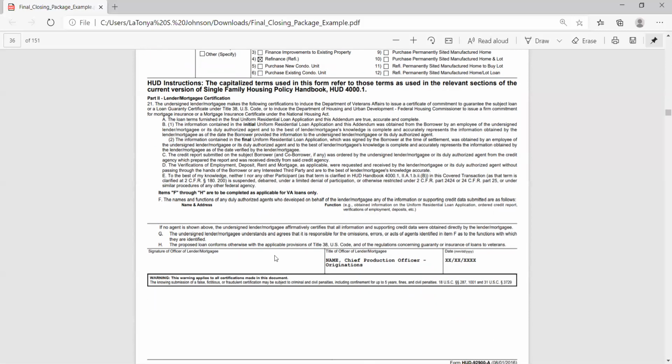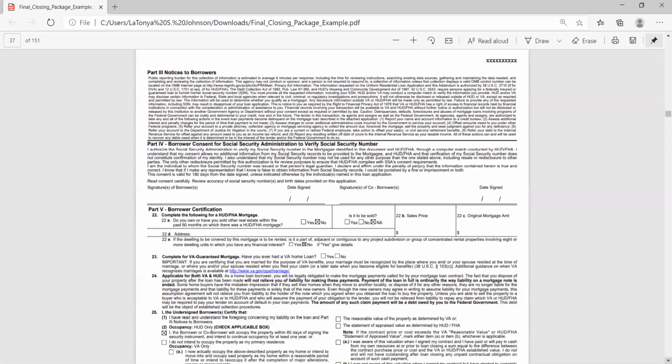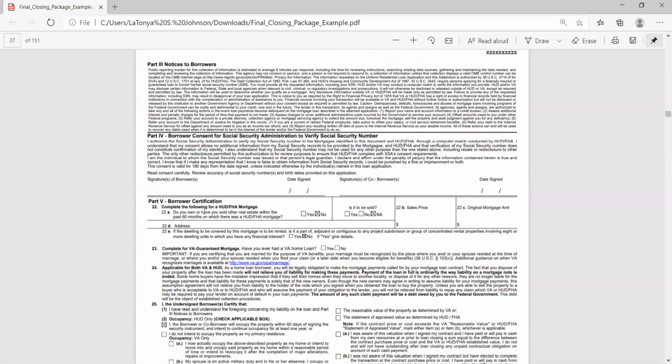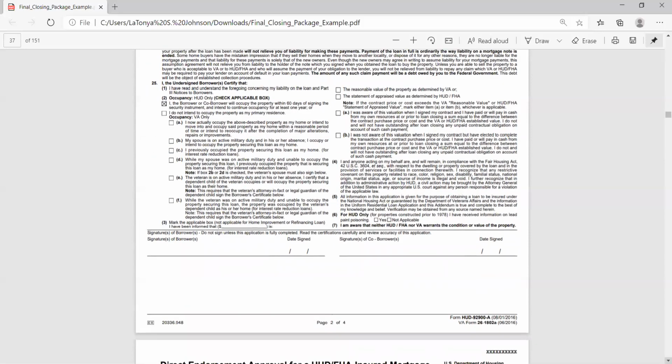Signature of officer or lender. Nobody signs this. This is for the officer or lender to sign. This says notice to borrowers, borrower certification. This is normally already filled out for you. This requires the borrower's signature, sign it and date it.